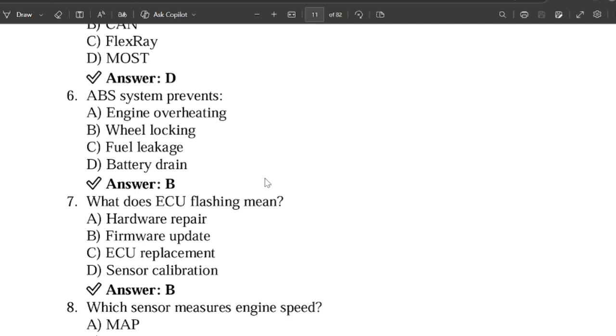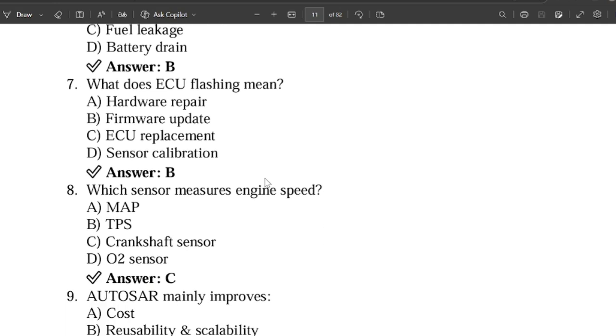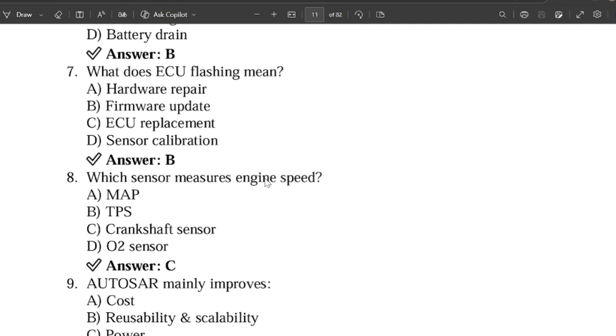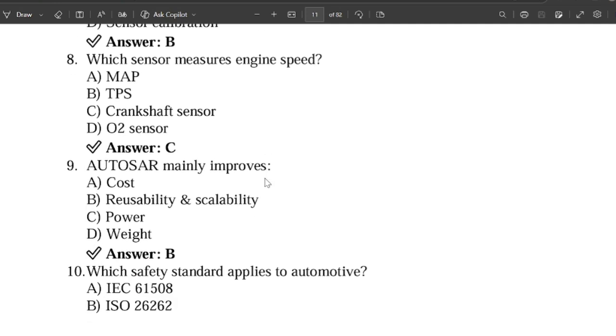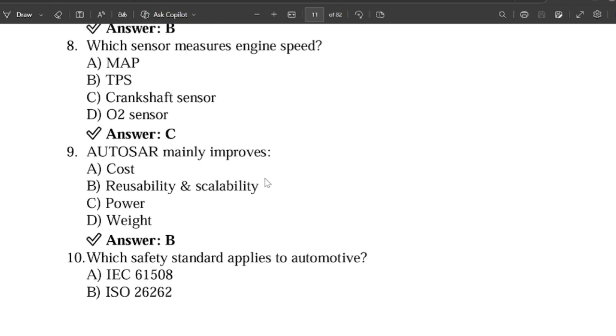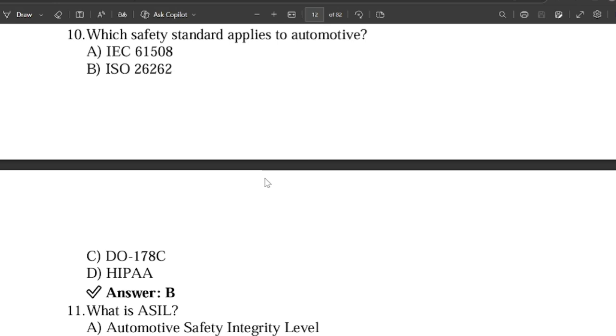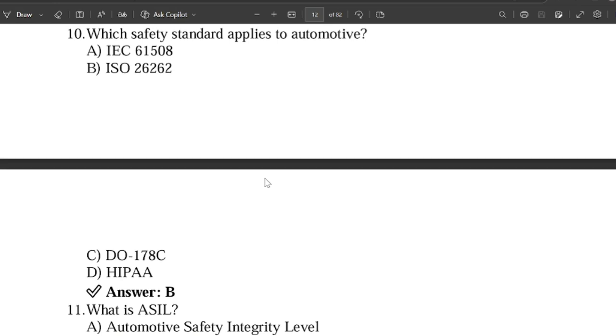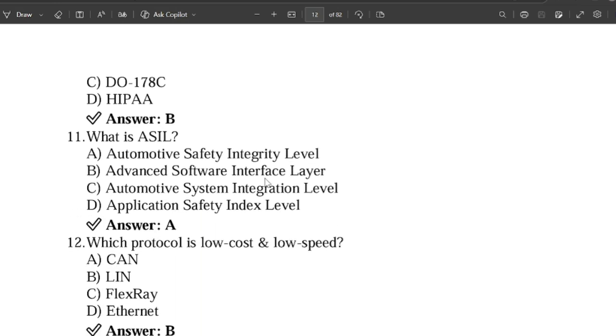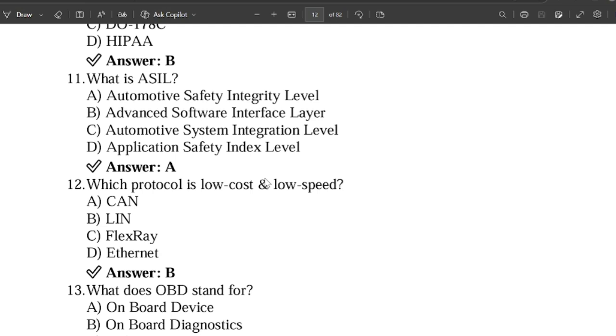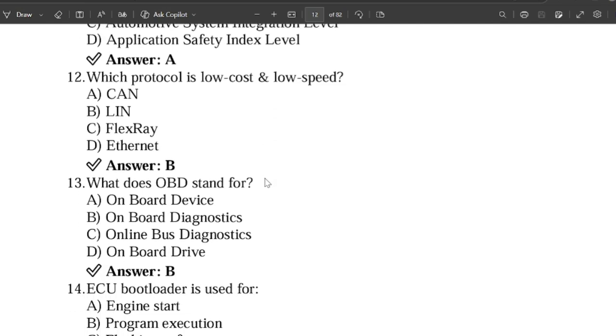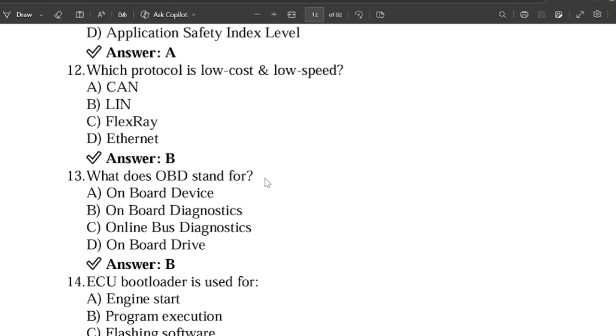ABS system prevents wheel locking. What does ECU flashing mean? Firmware update. Which sensor measures engine speed? Crankshaft sensor. Model-based design mainly improves reusability and scalability. Which safety standard applies to automotive? ISO 26262. What is ASIL? Automotive Safety Integrity Level.